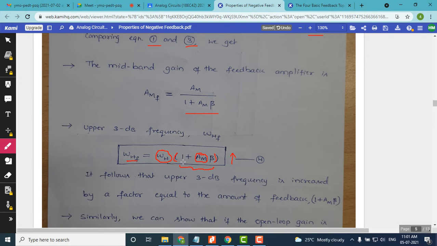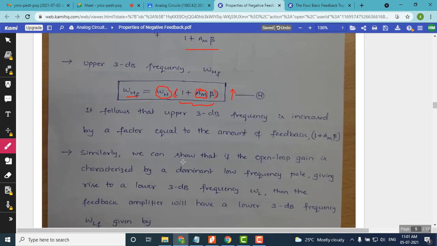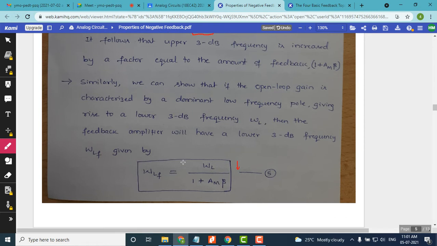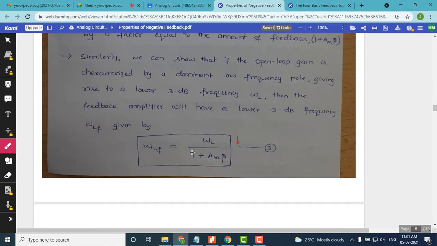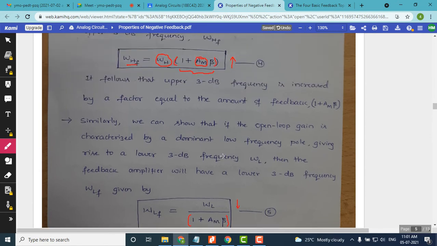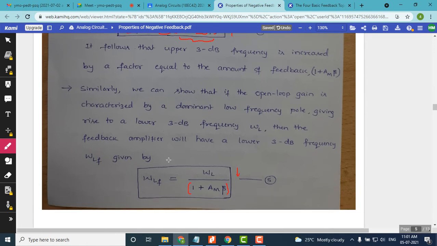Okay. On the other side, you can see that for the lower cutoff frequency omega LF, the scaling factor is in the denominator, as you can see here, 1 plus AM into beta. The same scaling factor is in the numerator with reference to the higher cutoff frequency, whereas with reference to the lower cutoff frequency, it is in the denominator. This shows that the lower cutoff frequency decreases with feedback, and the higher cutoff frequency increases with feedback.